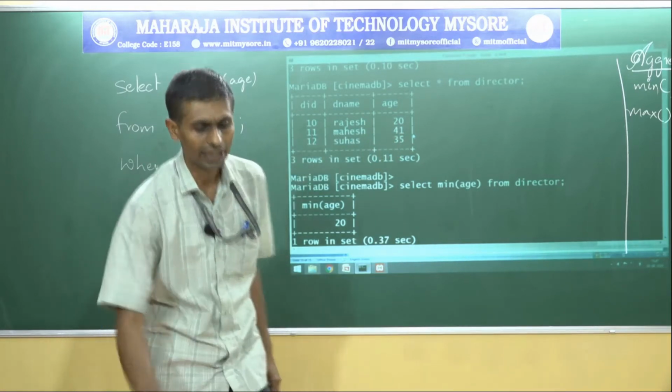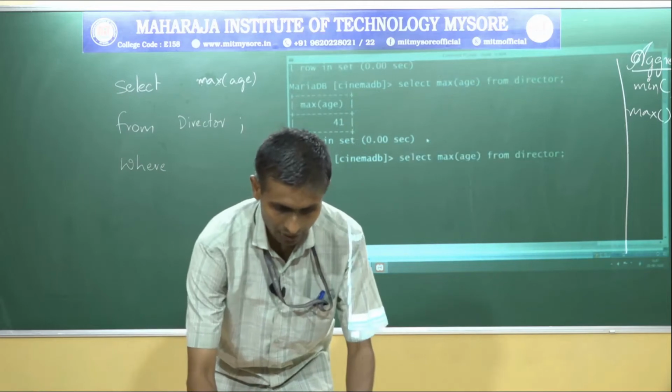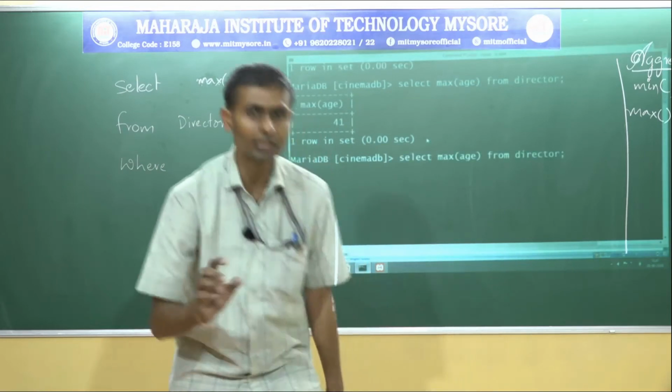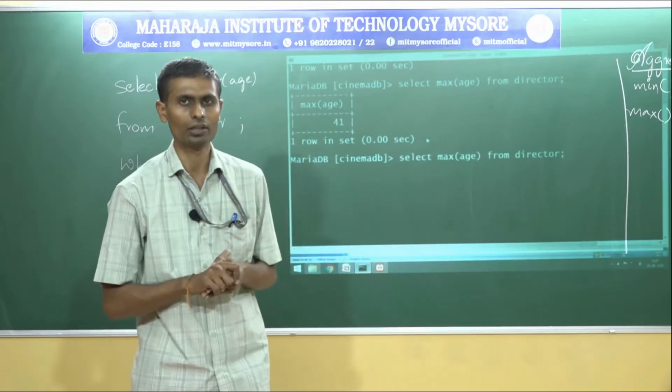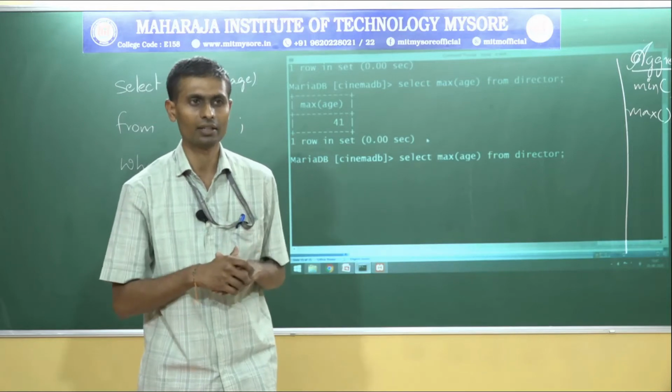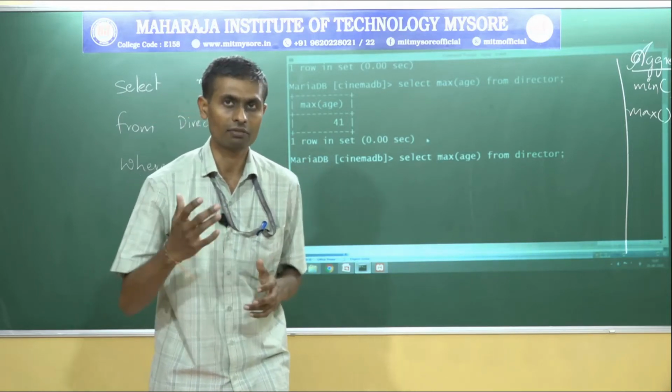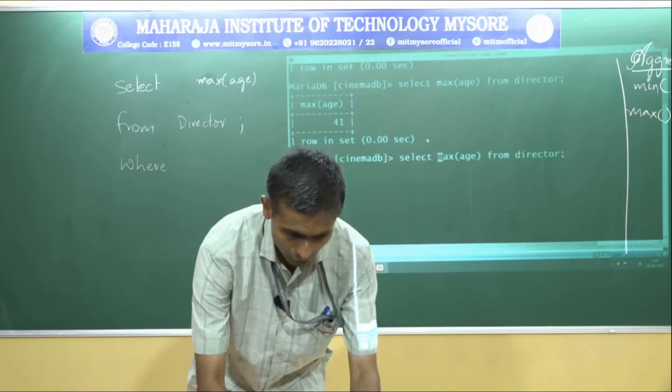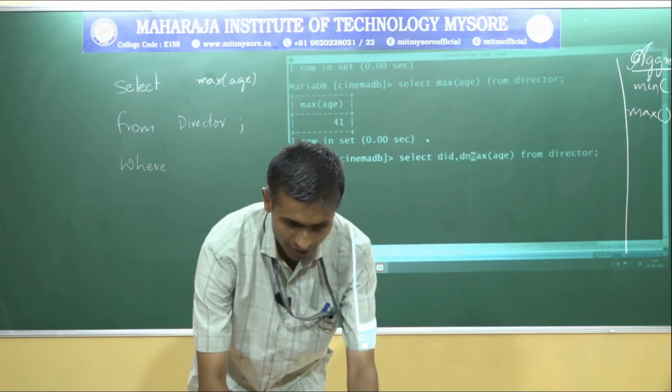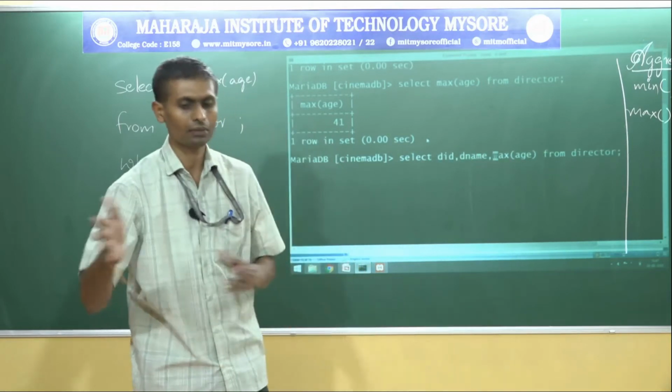Let me display that name. I am curious about the name of the director, and with that I want to introduce one more beautiful concept of MySQL, a bug of MySQL we can say, right? How can we overcome that one? We'll take up: I want to display DID, then I want to display D name, director name of the maximum age director.